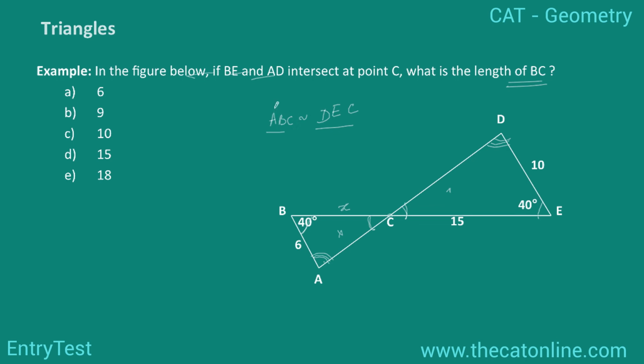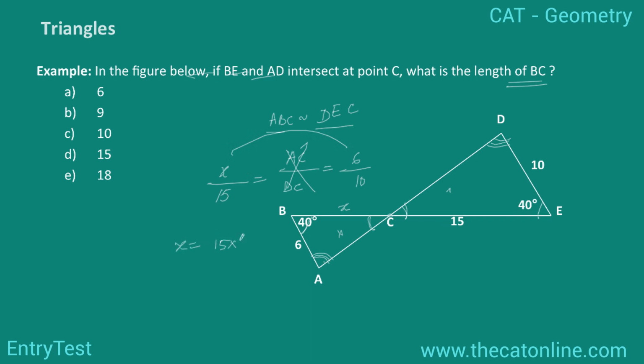I'll write the sides corresponding to opposite angles, A and D. The side opposite to A is X. The side opposite to D is 15, is equal to B and E. The side opposite to B is AC. The side opposite to E is DC. This is not required in the question. And the side opposite to angle C here is 6 and it is 10. So I can just eliminate this. I can just combine the first and the third, and I can get my answer for the value of X.